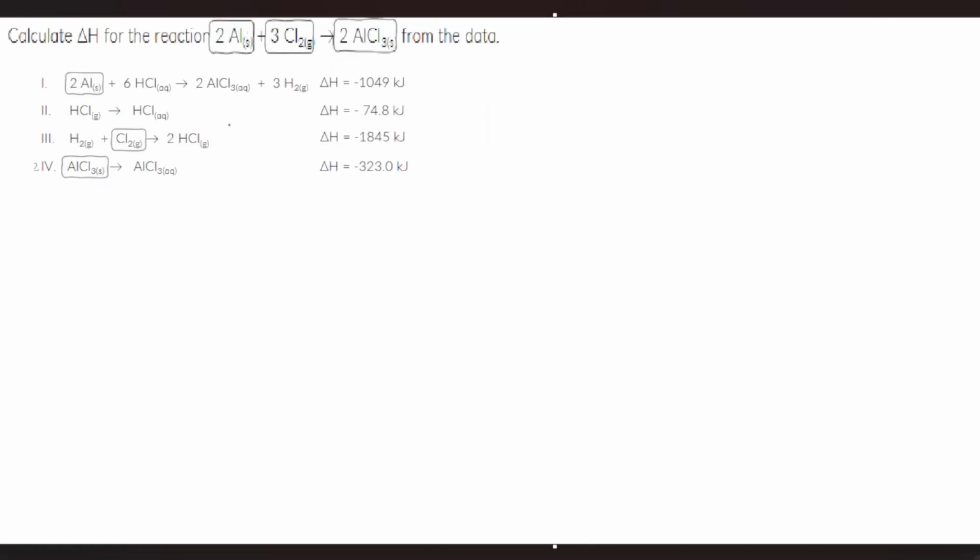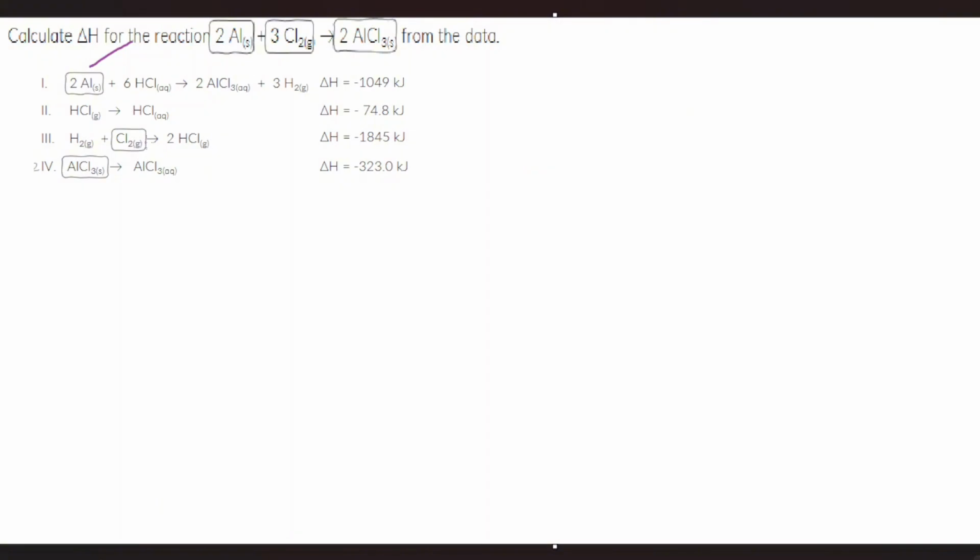So incorporate the same exact strategy. Let's look at reaction 1. We have 2Al. This is amazing. We're not going to change anything here right now, because we have 2 aluminum on the reactant side. You refer to the net equation, you have 2 aluminum. This is perfect.